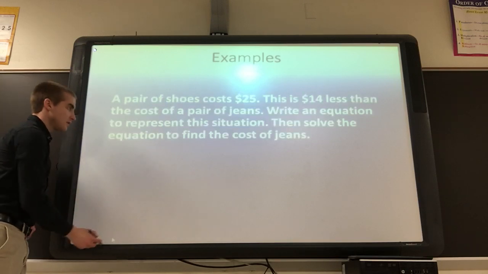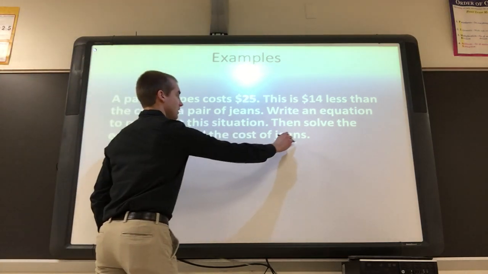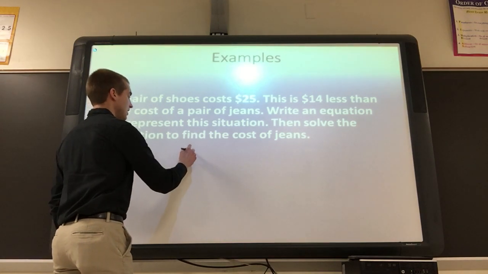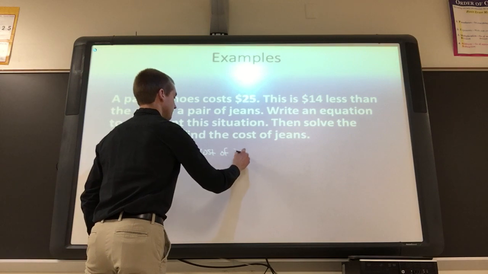Okay, and then our last one with writing that equation. It says a pair of shoes costs $25. This is $14 less than the cost of a pair of jeans. Write an equation to represent the situation, then solve the equation to find the cost of a pair of jeans. So that's what we're going to be finding, okay? Which means we'll say J for jeans, cost of jeans.